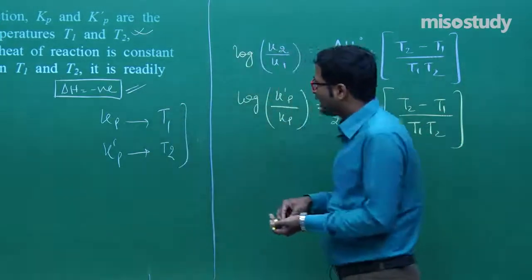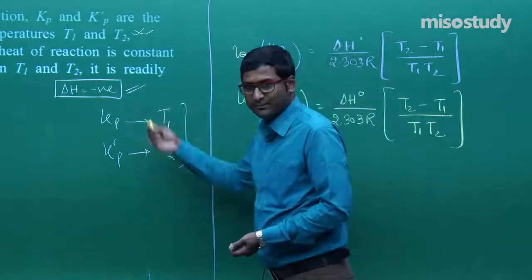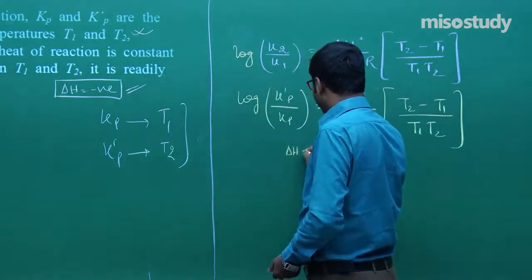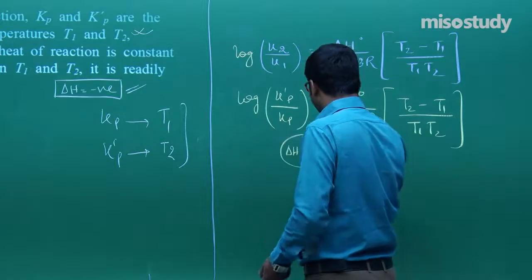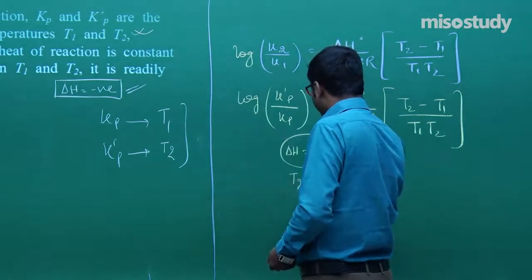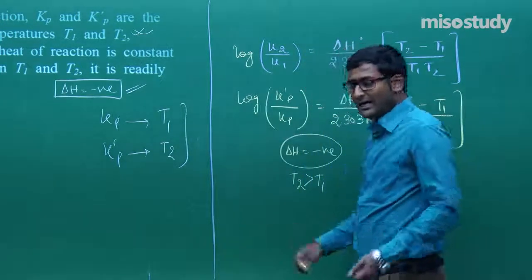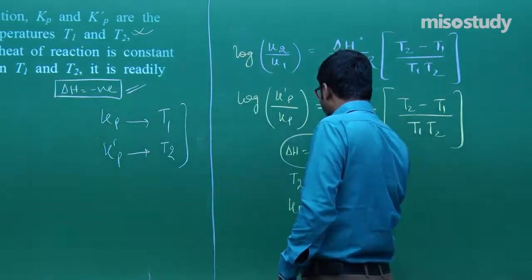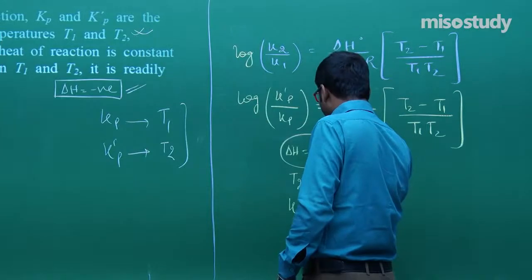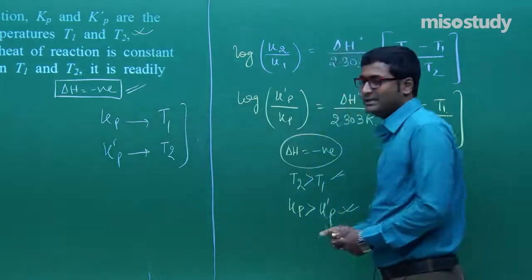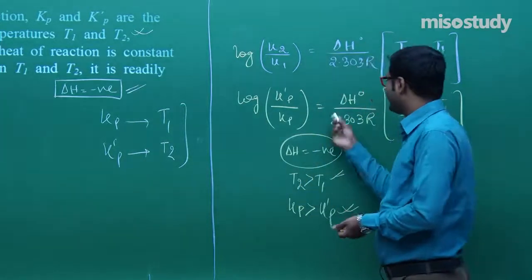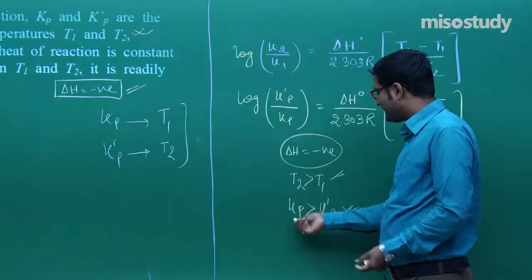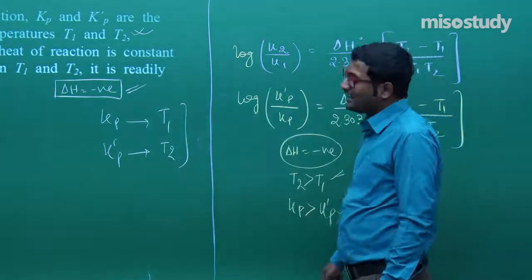As we know, the delta H is negative. If delta H is negative, then definitely what will happen? T2 is greater than T1. If T2 is greater than T1, then ultimately what will happen? Kp is greater than K dash P. Because delta H is negative here, Kp is greater than K dash P.